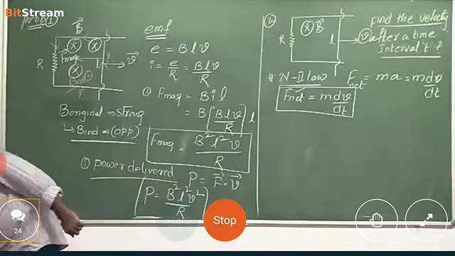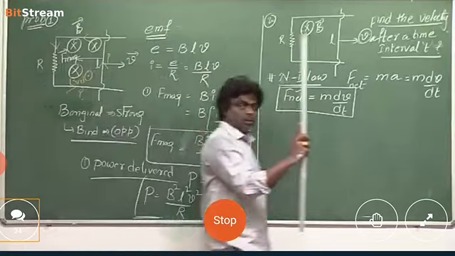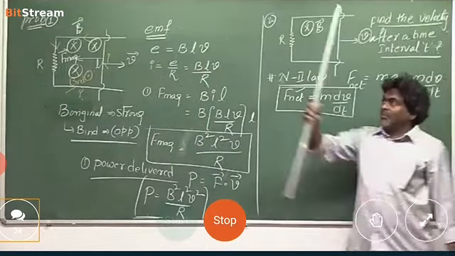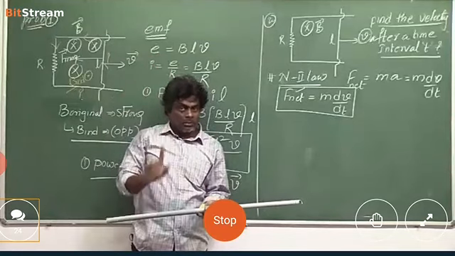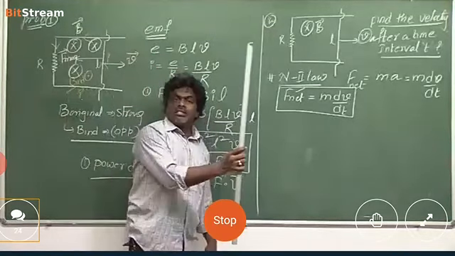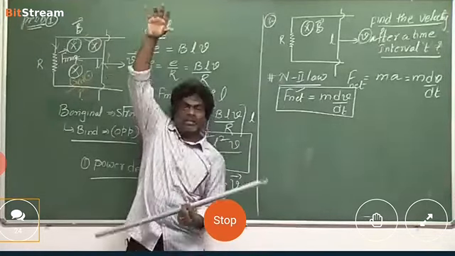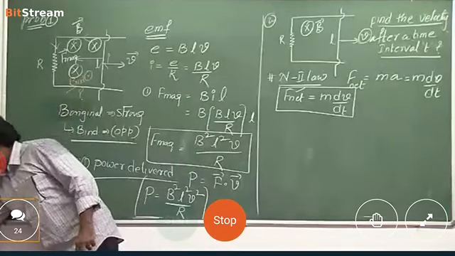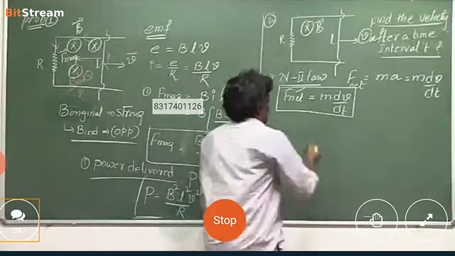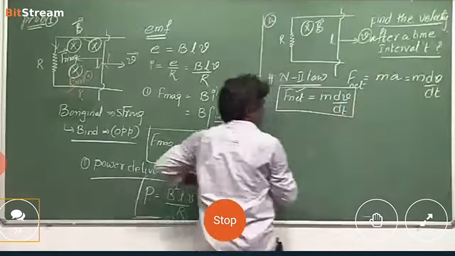Remember, in a horizontal motion, if the body is moving horizontally, there is no gravitational force. If the body is moving vertically, then there will be gravitational force. Don't forget this. For all horizontal motions, we neglect gravitation. For all vertical motions, we have to consider gravitational force. So there is only one force. What is that? Magnetic force.